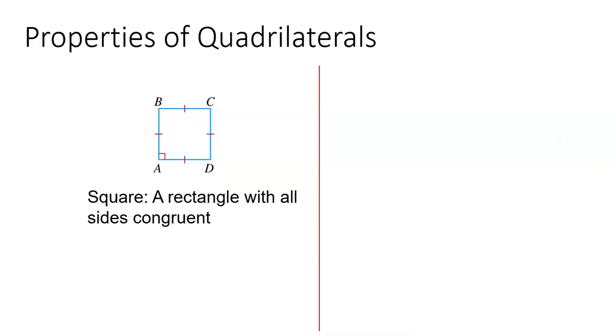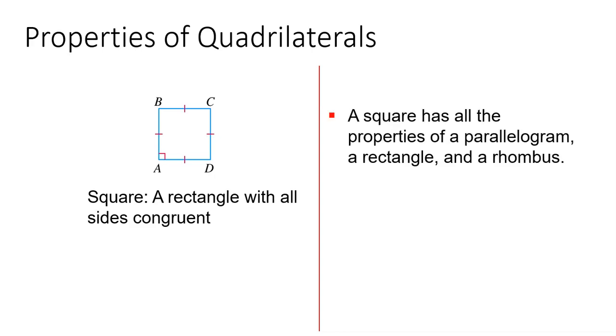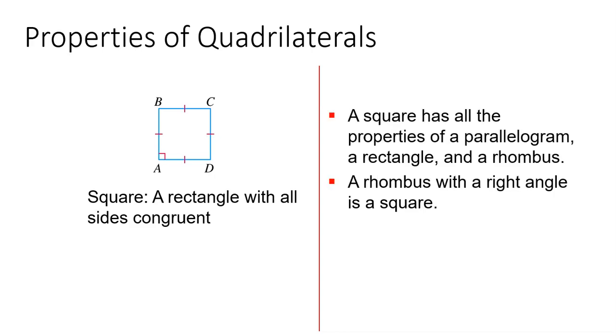So what haven't we done yet? We haven't done a square. If you take a rectangle and a rhombus and combine them, you get a square. So a square is basically all the properties. It's got the opposite sides congruent. It's got the consecutive sides congruent. It's got the opposite sides parallel. It's got one right angle. It's got four right angles. It's got diagonals that are perpendicular to each other. It's got diagonals that bisect each other.